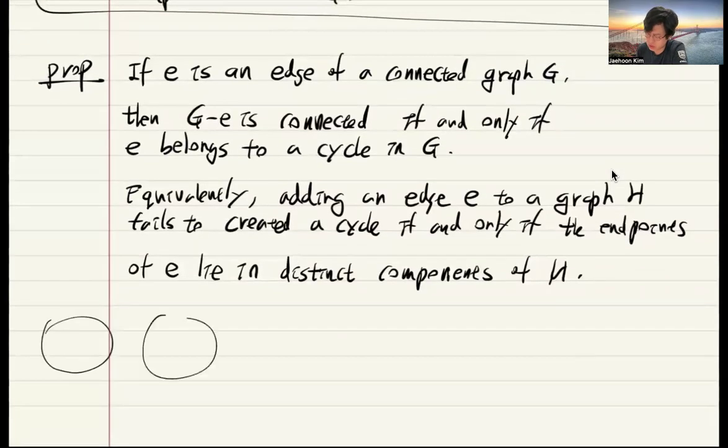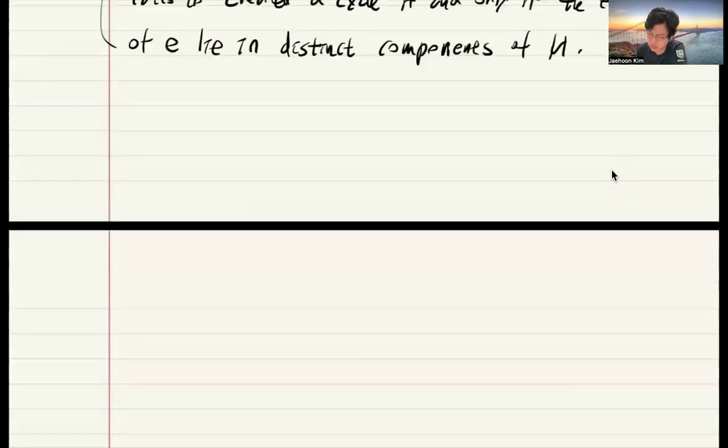So if you have connected components in H, and you add an edge between two different components, then it doesn't create any cycle. But as soon as you add an edge within the component, it introduces a new cycle. Because before adding this, this was in the connected component, which means that there is a path between them. And then you add this, then it creates a cycle. So these two are equivalent statements. It's easy to see that.